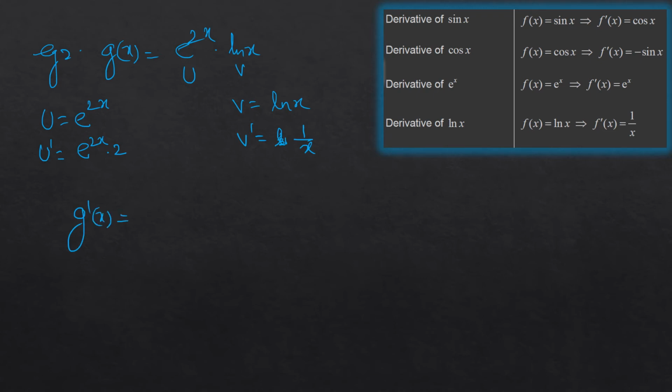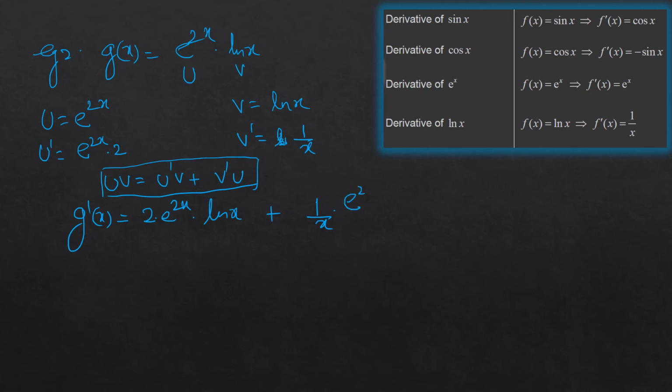We have learned that the derivative of uv is equal to u dash v plus v dash u. Always remember that. This is also given in your formula booklet. So let's write 2 times e to the power 2x times v, which is ln x, plus the derivative of v, which is 1 over x, times u, e to the power 2x. That's my answer. That's my derivative.